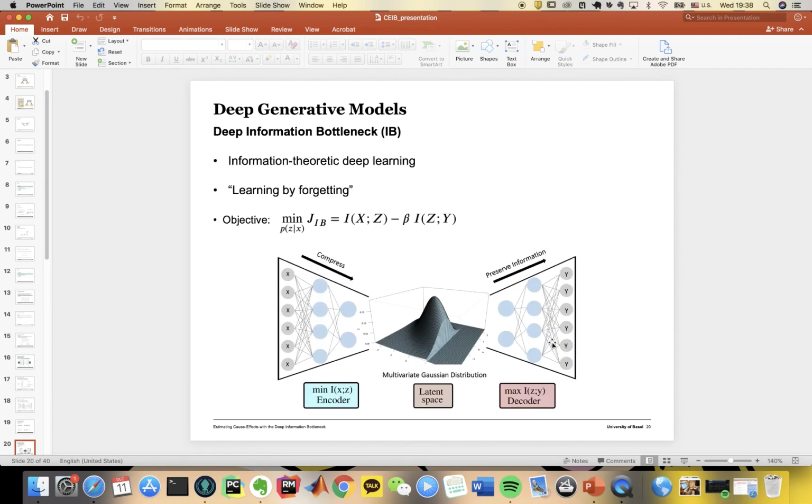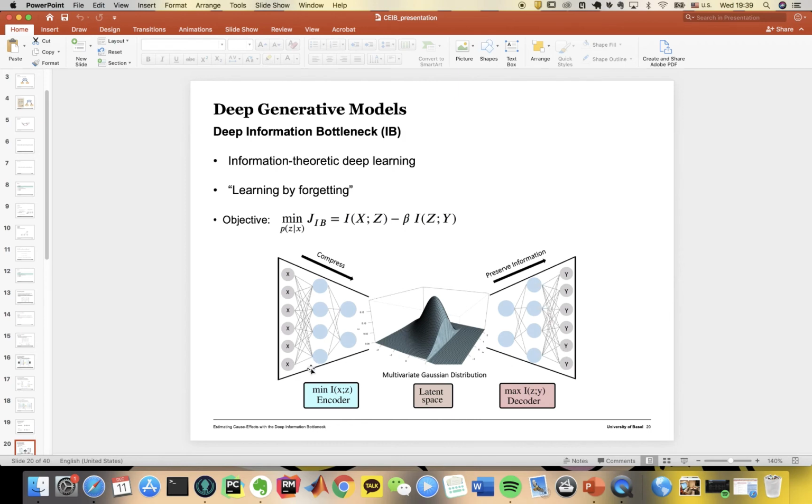Another difference is that the information bottleneck is on the basis of information learning, also combined with deep learning. And the architecture of the information bottleneck is kind of the same. This also includes the encoder and the decoder.